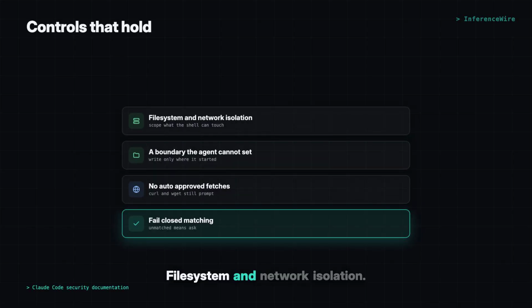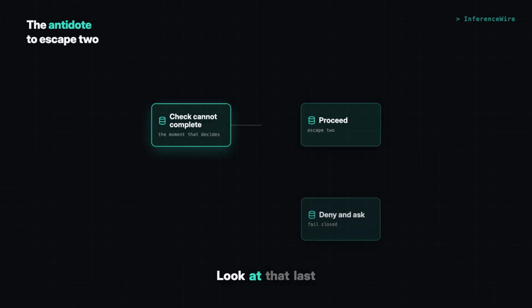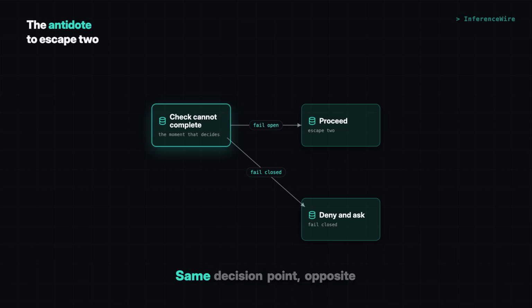What holds? File system and network isolation. A working directory the agent cannot widen. Fetches that are not auto-approved. Unmatched commands that default to asking. Look at that last one. Fail closed matching is the exact antidote to escape 2. Same decision point, opposite default. That is the whole difference.